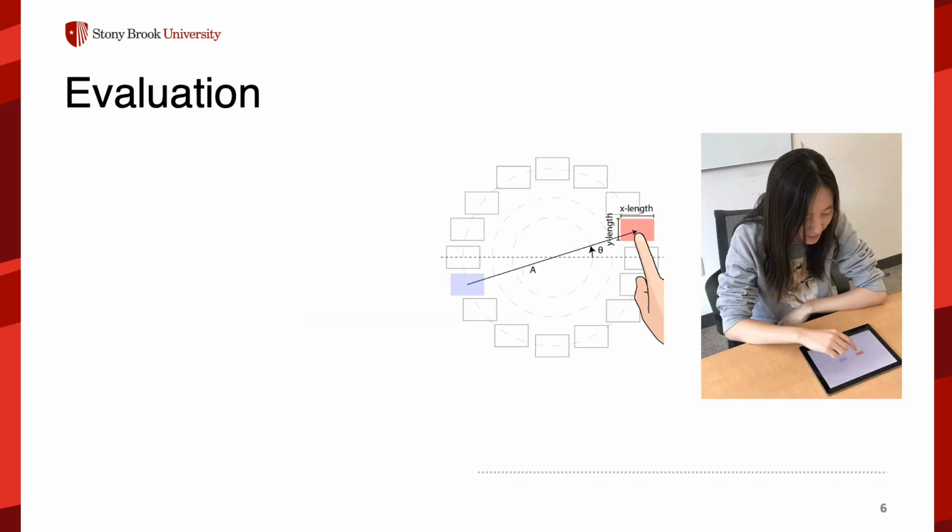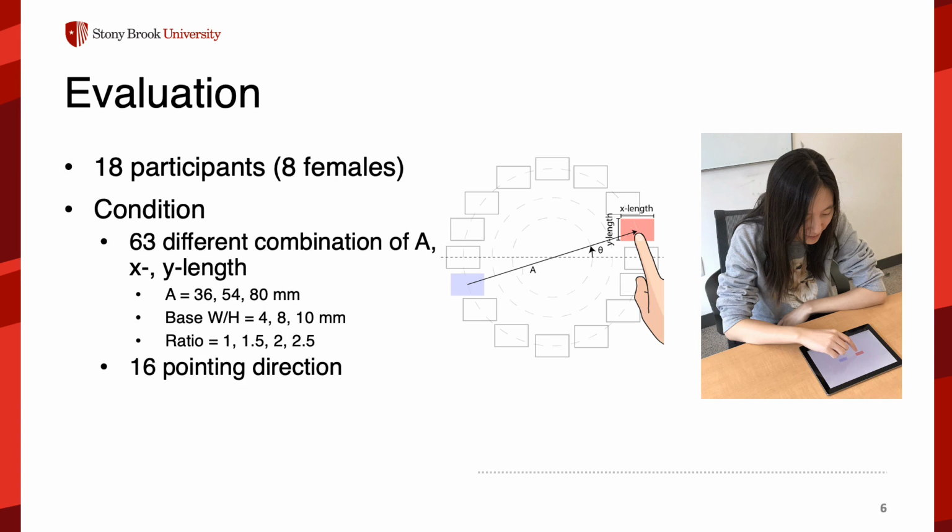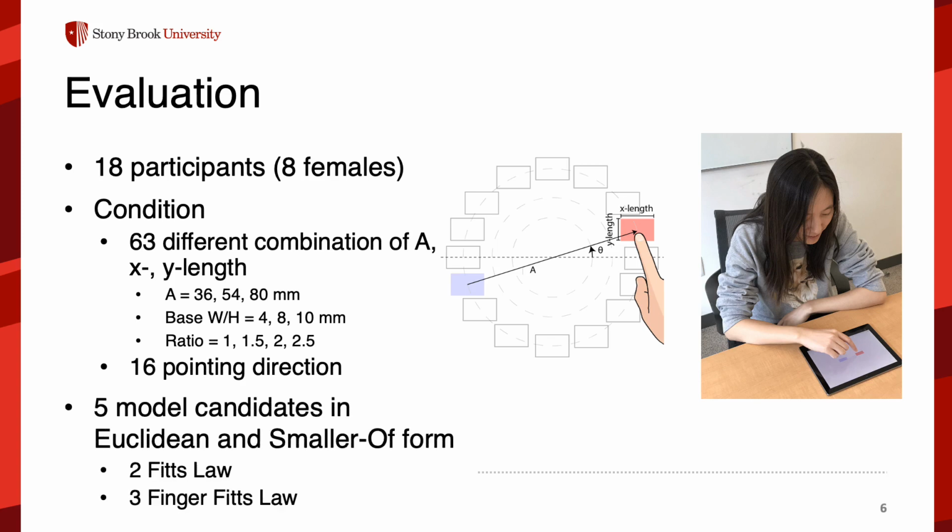To evaluate the model candidates, we conducted a rectangular target acquisition experiment with different combinations of distance, x, and y length, which refer to the nominal width and height of the target. We recruited 18 participants in total, 63 combinations, and 16 pointing directions were considered. We evaluated 5 model candidates in Euclidean and smaller-of form: 2 Fitts' law models and 3 finger Fitts law models.